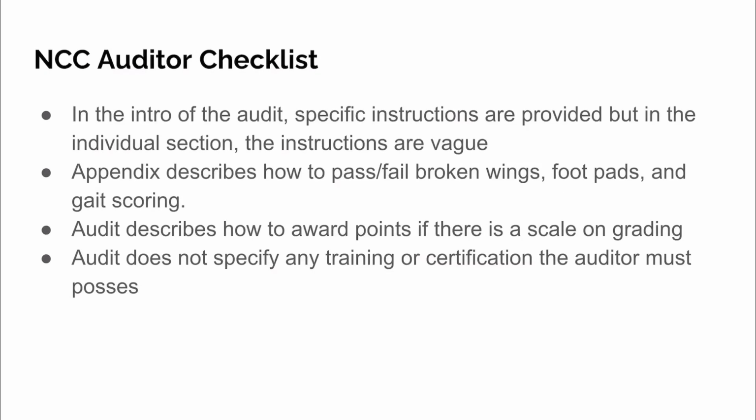Here we have the auditor checklist. This one's for the National Chicken Council. So in the intro of the audit, specific instructions are provided, but in the individual section of it, the instructions are vague. The index describes how to pass-fail broken wings, foot pads, and gait scoring. The audit describes how to award points if there is a scale on grading. Lastly, the audit does not specify any training or certification the auditor must possess.